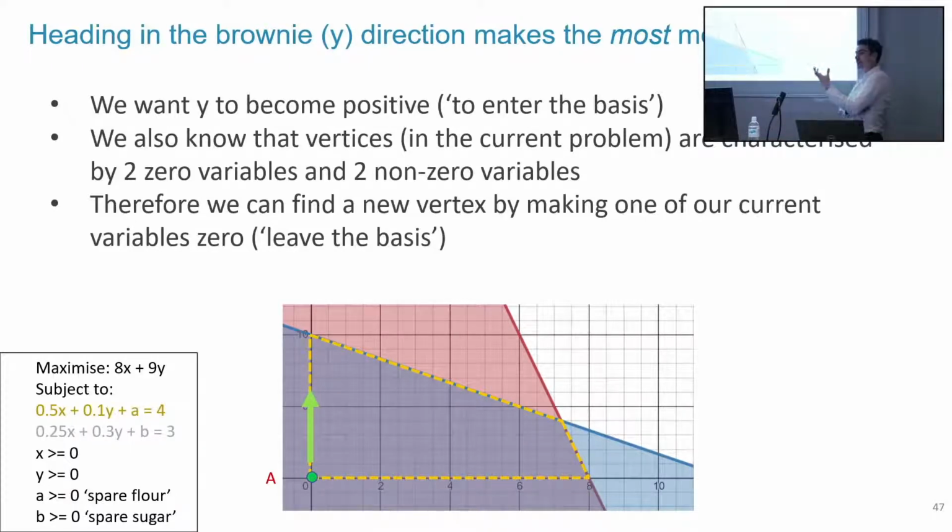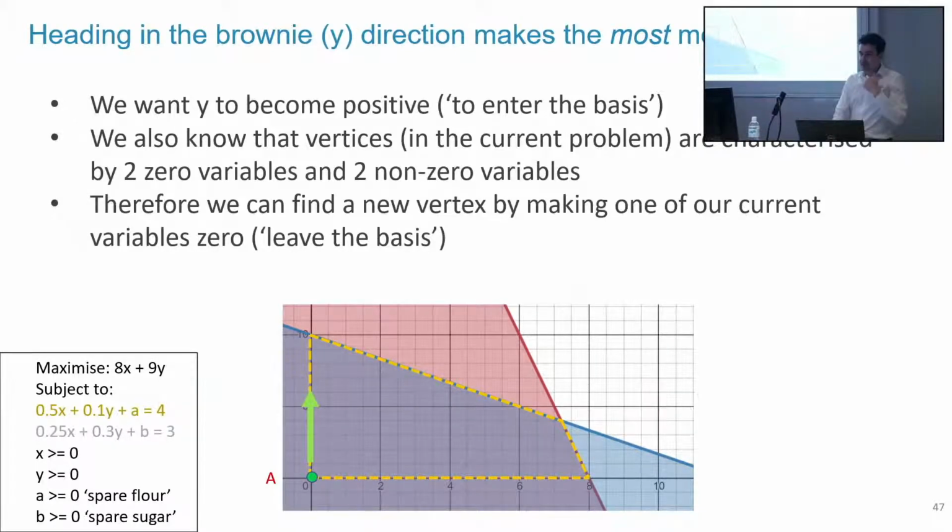We want Y to become positive, which means enter the basis. Sadly, that means I need to kick someone out. Only 2 variables can be non-negative, and two variables have to be 0. So I need to find someone to kick out of the basis and make 0.